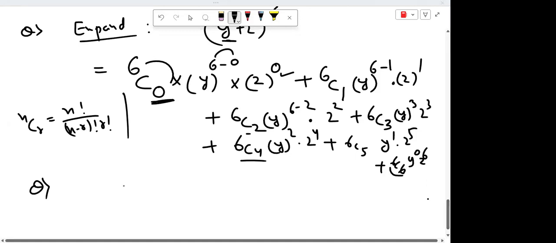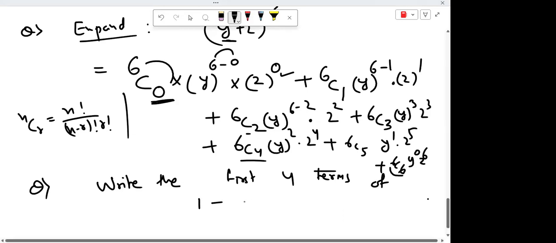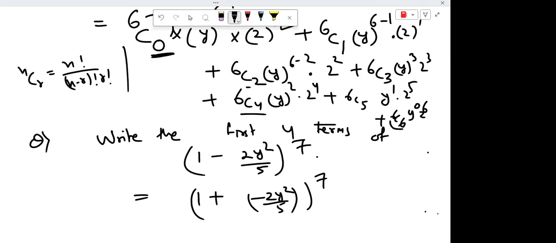Next question. Write the first 4 terms of 1 minus 2y square by 5, to the power 7. And Akib and Joel, remember this. You can write this as 1 plus minus 2y square upon 5, to the power 7. Right? Now you can expand. So please find the first 4 terms.